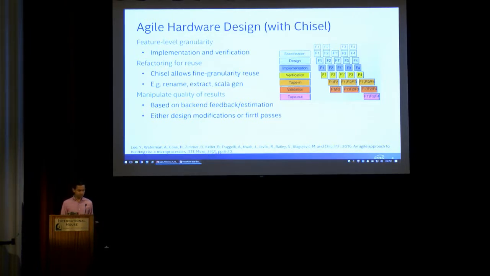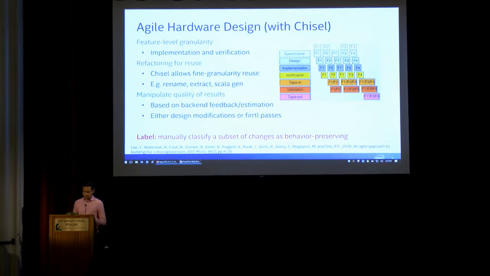So an important thing is refactoring for reuse. Chisel, as we've heard many times today, allows for fine granularity reuse, and we want to leverage its capabilities. We want to rename signals, we want to extract common code, we want to add in a parameter and have some Scala code that generates some Chisel constructs. We may also want to manipulate the quality of results. We can do this based on back-end feedback, or we can have some estimation passes, as we've heard today as well. And we can manipulate the design either by hand, manually, or by invoking different FIRRTL passes on the design. So the context here, again, is Agile hardware design, and we are making a lot of small changes. And it's good to make small changes, but it's also good to verify those small changes.